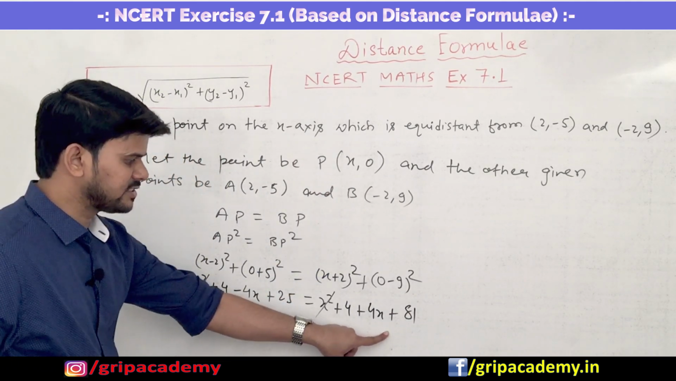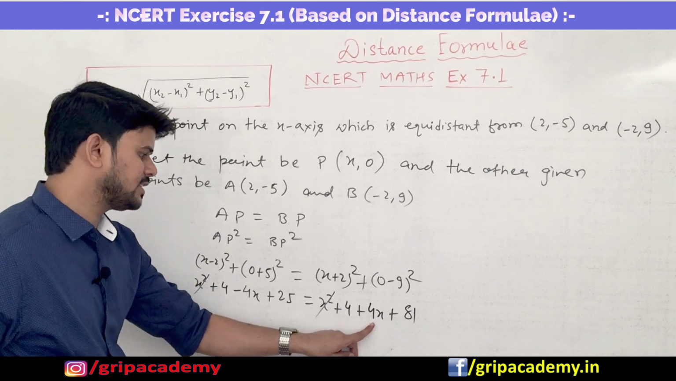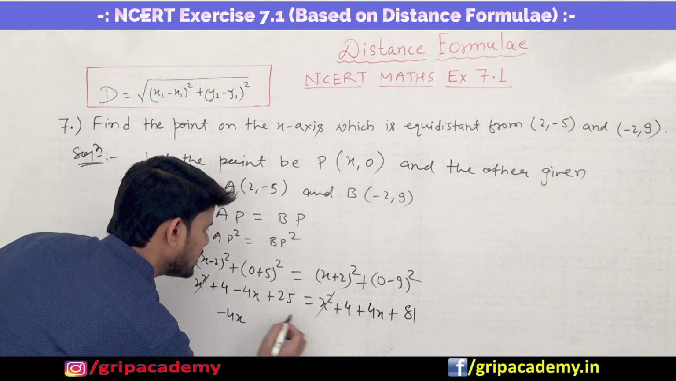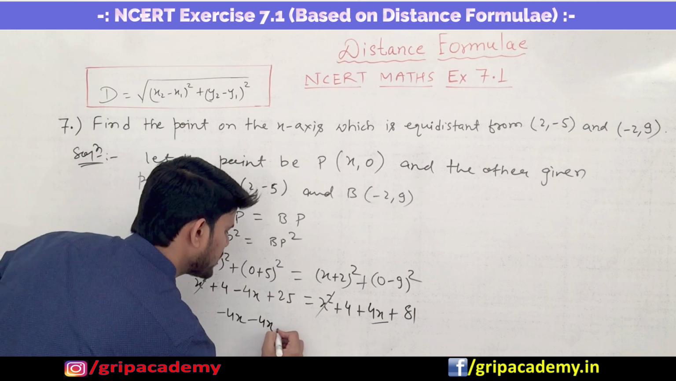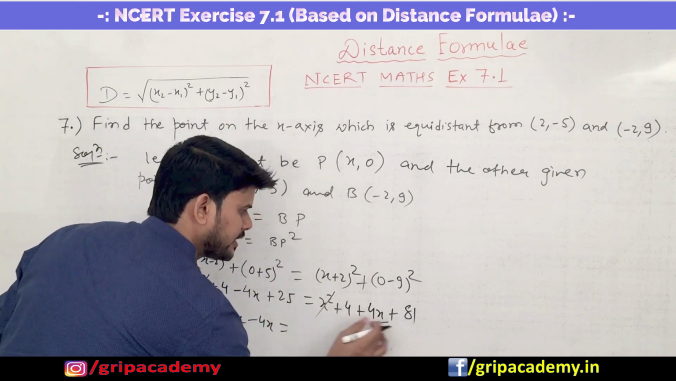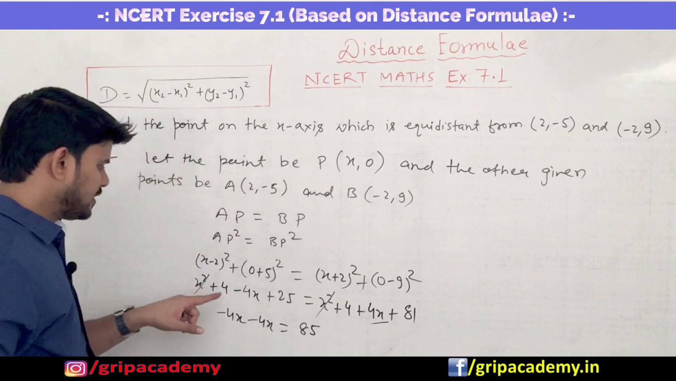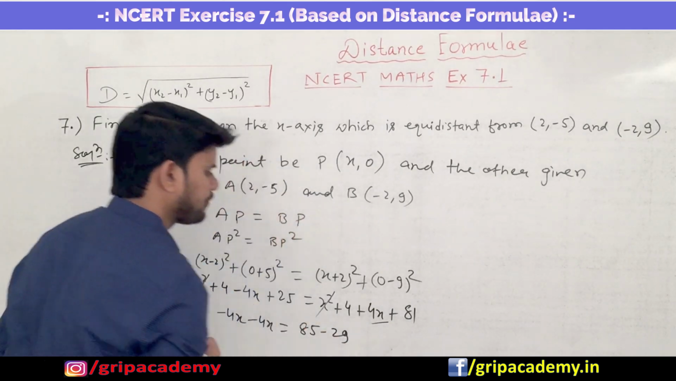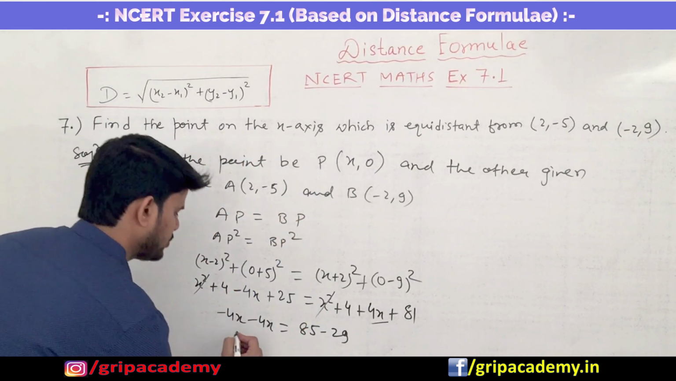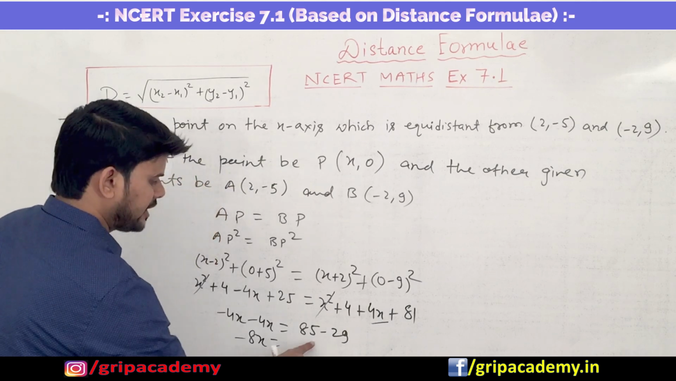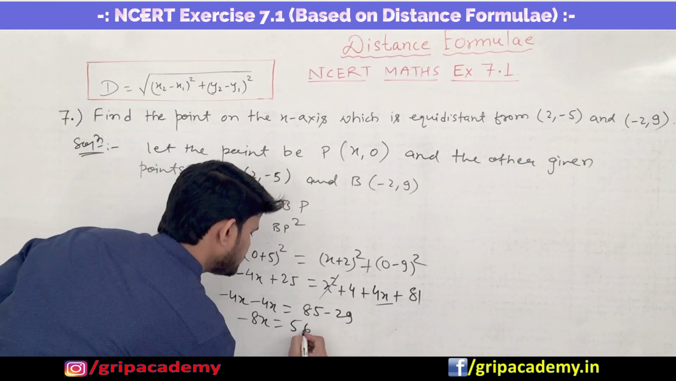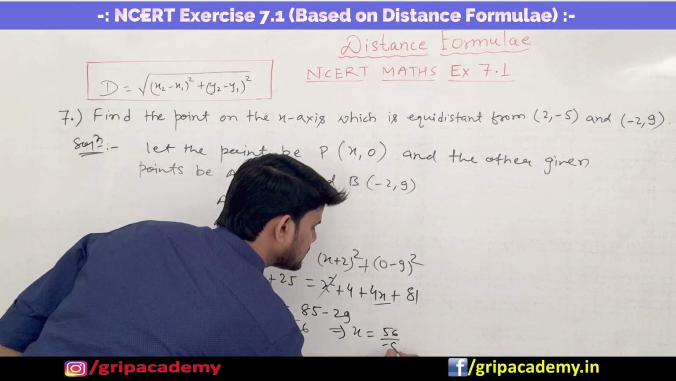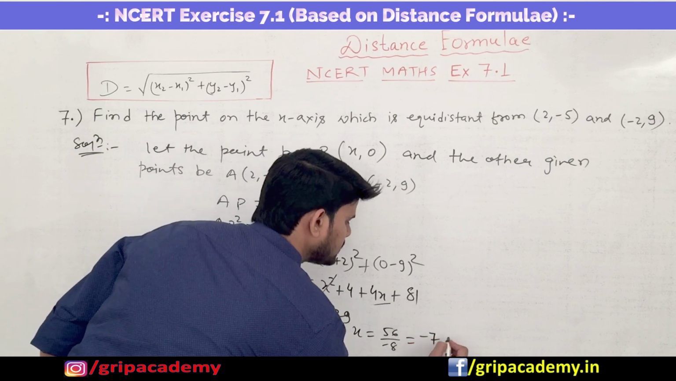Now it became a linear equation in one variable. So what we will do? We will bring the variable on one side and constants on the other side. So minus 4x, this 4x will come this side, it will become minus 4x minus 4x equals to 4 plus 81, that is 85, and 25 plus 4 is 29, 29 will go this side, so it will become minus 29. So minus 8x equals to 85 minus 29, that is 56. So we will get x equals to 56 by minus 8, that is minus 7.